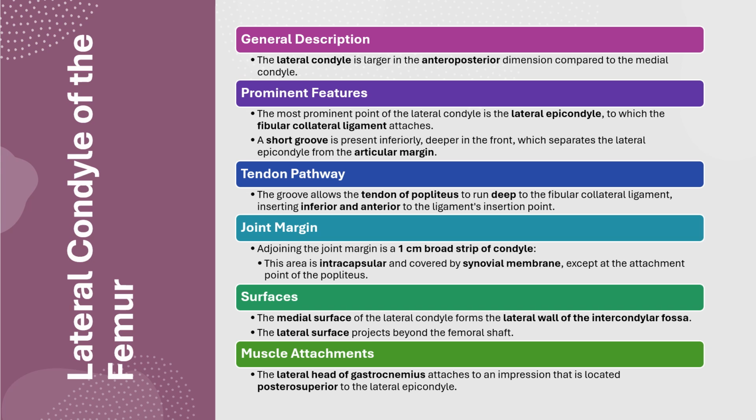The lateral condyle of the femur. The lateral condyle is larger in the anterior-posterior dimension compared to the medial condyle. A prominent feature of the lateral condyle is the lateral epicondyle, to which the fibular collateral ligament is attached. A short groove is present inferiorly, deeper in the front, which separates the lateral epicondyle from the articular margins. The groove allows the tendon of popliteus to run deep to the fibular collateral ligament and insert inferior and anterior to the ligament's insertion point.